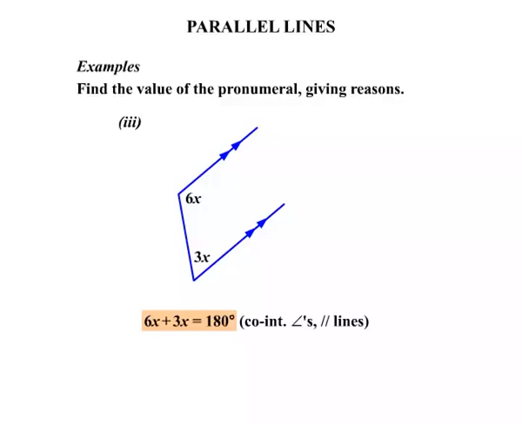Now simplifying that, well 6x plus 3x of course is 9x. So we have that 9x equals 180 degrees, and solving that by dividing through by 9. Therefore we get that x equals 20 degrees.